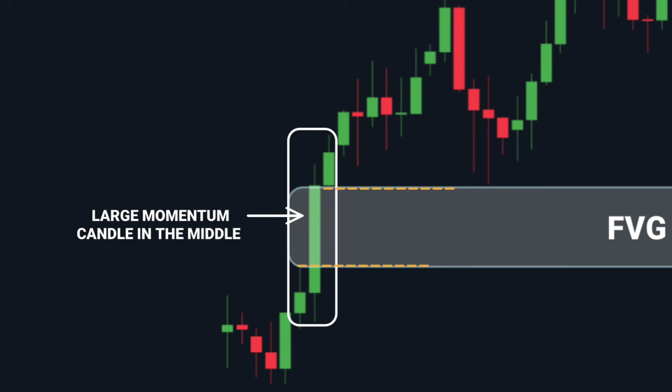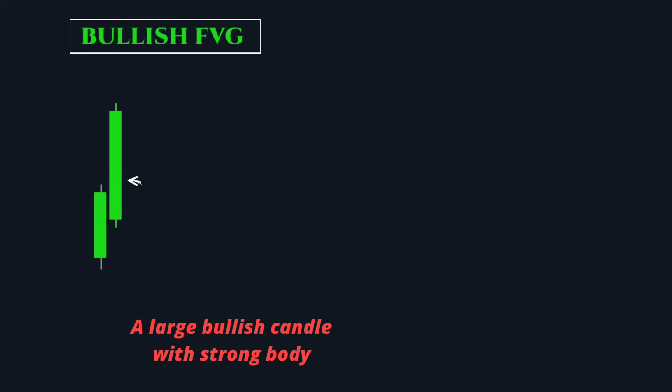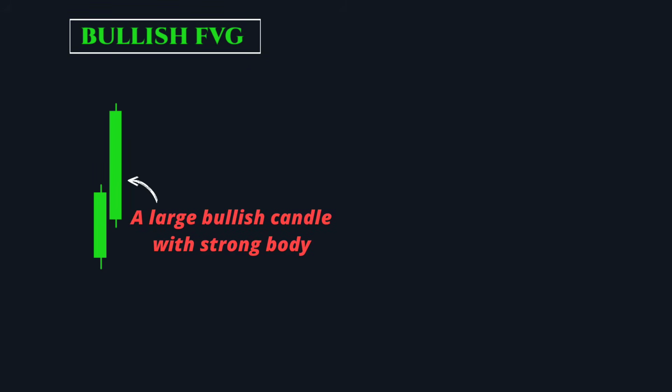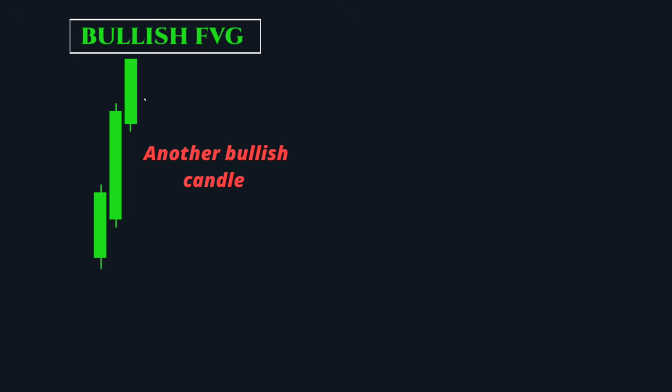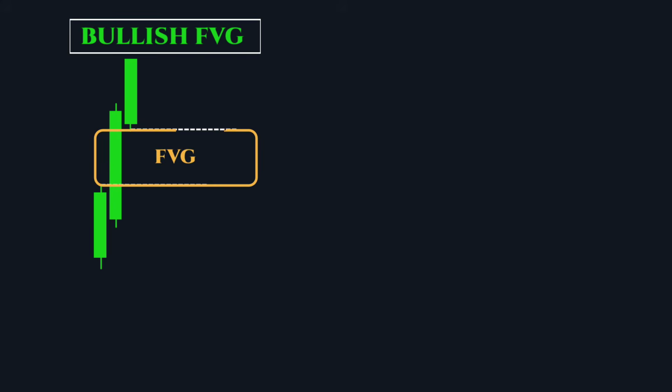Let me break it down. Candle 1. Let's say it's a bullish candle. Candle 2. A large bullish candle with strong body. Candle 3. Another bullish or neutral candle. Now look at the high of candle 1 and the low of candle 3. If there's a price gap between those 2 points, that's your fair value gap. This means price moved so fast it skipped over that area.